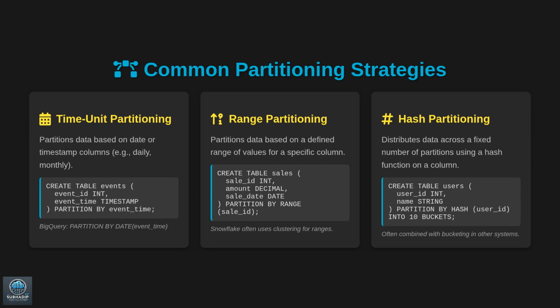Let's explore common partitioning strategies. First, we have time unit partitioning, ideal for time series data, where data is divided by date or timestamp, such as daily or monthly. BigQuery commonly uses this with partition by date. Next, range partitioning divides data based on a specified range of values in a column, like customer IDs or sales amounts. While Snowflake doesn't have explicit range partitioning, it achieves similar benefits through clustering. Finally, hash partitioning distributes data evenly across a fixed number of partitions using a hash function on a chosen column, useful for balancing workload, often seen combined with bucketing in various systems.